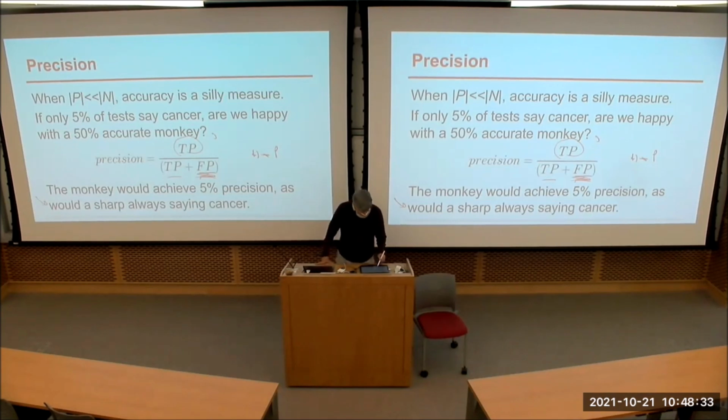So the precision is going to say, when I make a call that you are from the positive class, how often am I right? And that monkey that scored 50% on accuracy, if only 5% of the people had cancer, the monkey would achieve a precision of 5%, which is the same thing that you would get if you always said everybody had cancer. Any questions? So if being right when you say it's positive is important, precision is a better statistic. Any questions?